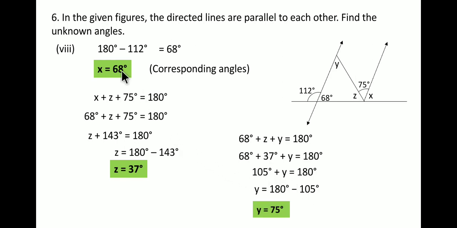So the answer X is equal to 68 degree, Z is equal to 37 degree and Y is equal to 75 degree are the required values of unknown angles. Next is question number 12. And here is the figure, question number 12, where we need to find angle A and angle B.